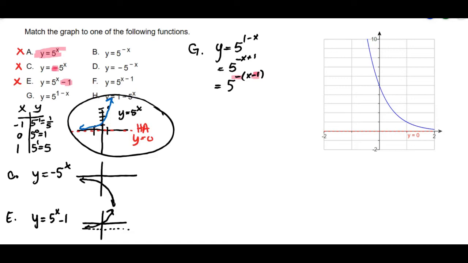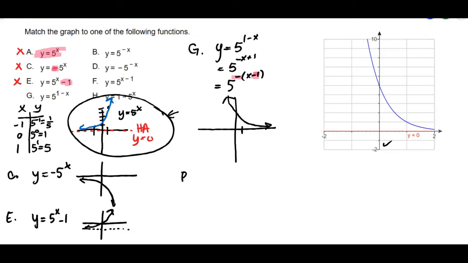So this is going to give us a graph. So if we move to the right one, once again starting with this picture, I'm going to move to the right one and also reflect, we get a picture that looks something like this. And that is lining up to match our picture here. So I'm going to hold on to G and just verify that the rest of these are not right.